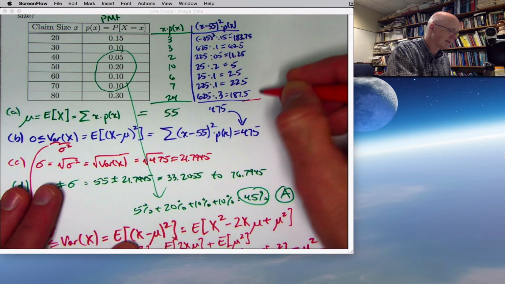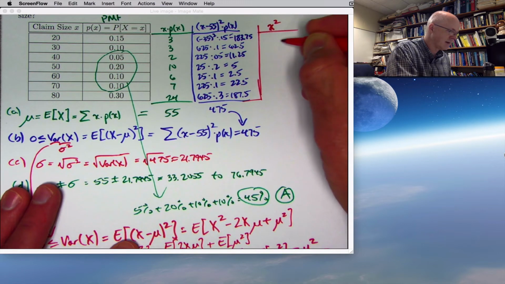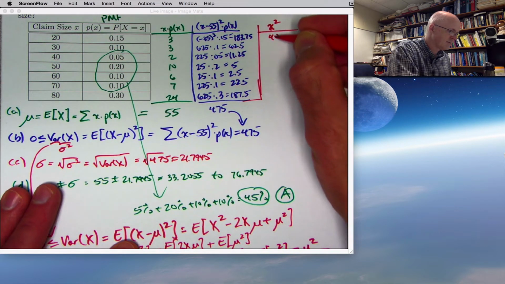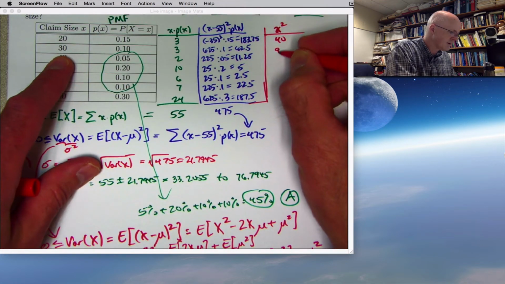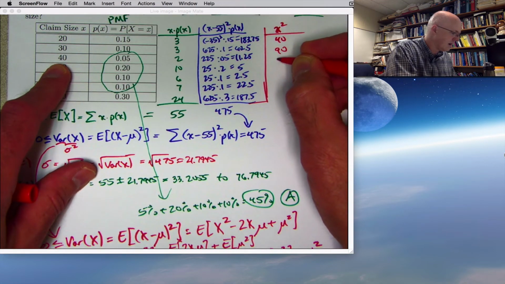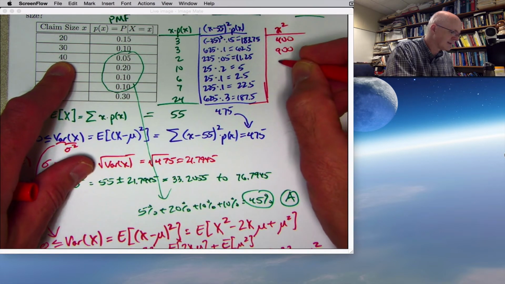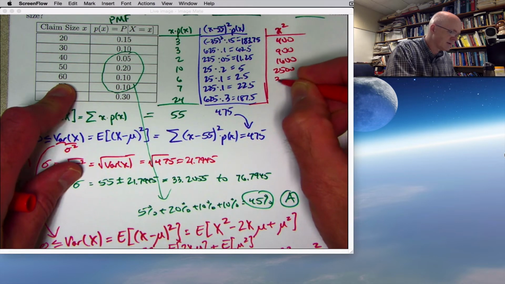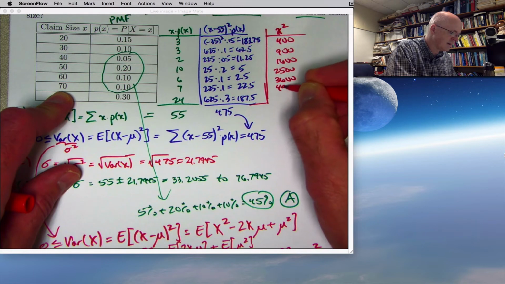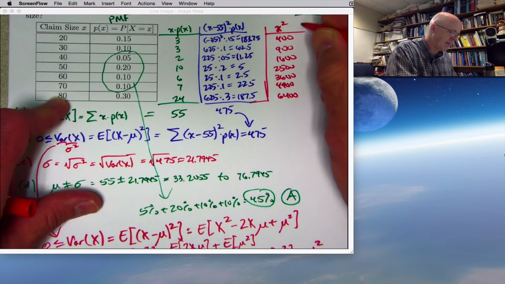Let's confirm that we get the same thing that we got before. So let's make a column of values of x squared. 20 squared is 400. 30 squared is 900. 40 squared is 1600. 50 squared is 2500. 60 squared is 3600. 70 squared is 4900. And 80 squared is 6400. That's the values of x squared.